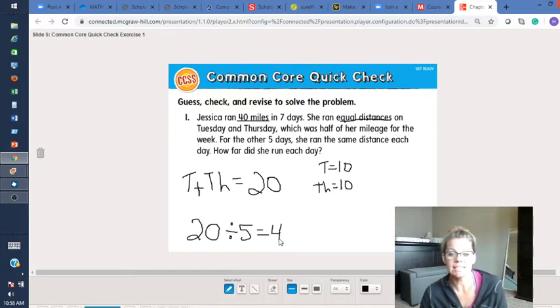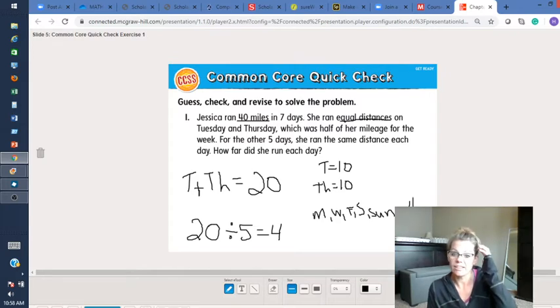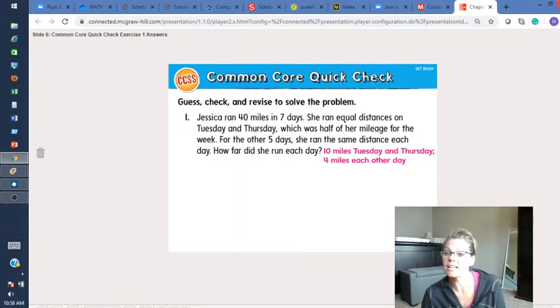So that means that on Monday, Wednesday, Friday, Saturday, and Sunday, she ran 4 miles each day. So Tuesday, Thursday, she ran 10. The rest of the week, she ran 4 miles every day, right? Let's see if we got that right. It says 10 miles Tuesday and Thursday, 4 miles each every other day. Good job.